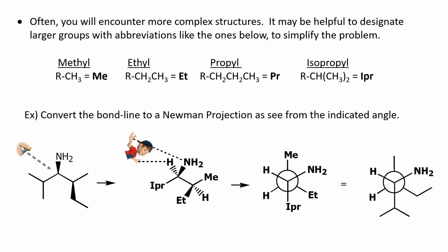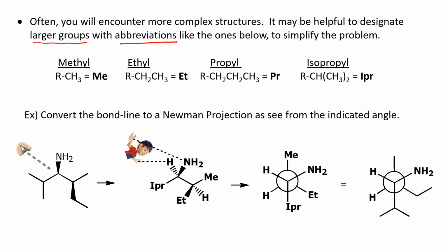Now, all Newman projections are not going to be as simple as the first one that we saw. So you're often going to encounter more complex structures. And in these circumstances, it's really useful if you substitute the larger groups with abbreviations.